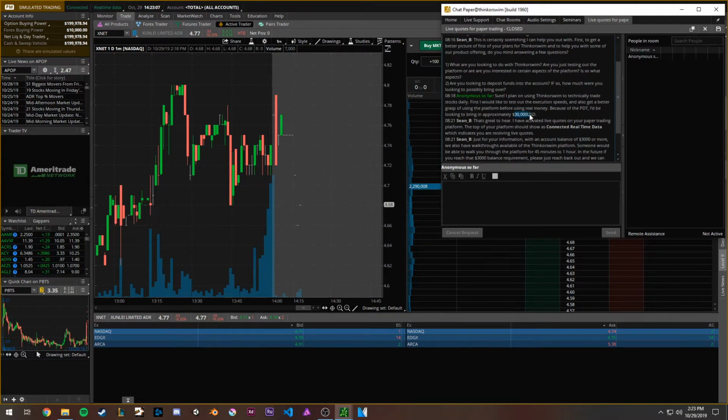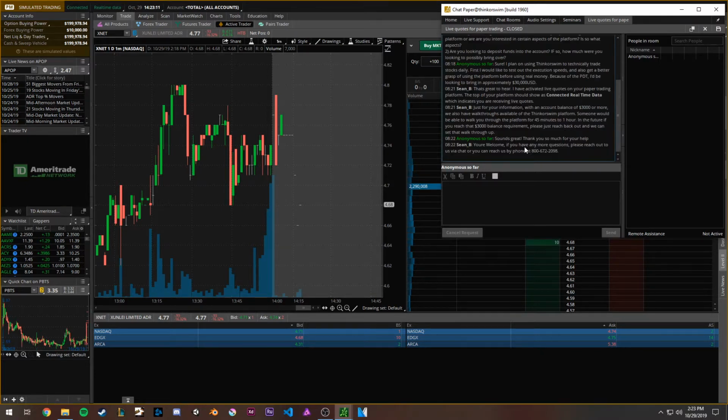I explained that because of PDT and because I will be day trading, I'm looking for about $30,000, which I doubt they're ever going to check. If you don't have $30,000 to throw in an account when you're first starting out trading, maybe you say that anyway. I really don't know. But they seemed extremely helpful.